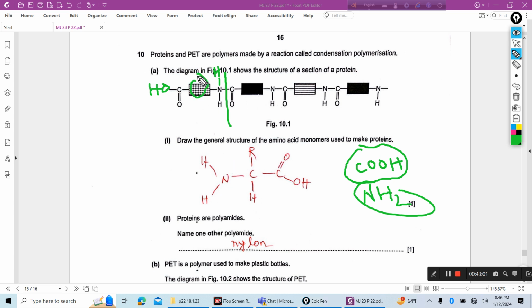This is C, carbon, this is any alkyl group, hydrogen, NH2. The same carbon, this star-marked carbon, contains a COOH group and an NH2 group. So this is the general structure of amino acid.